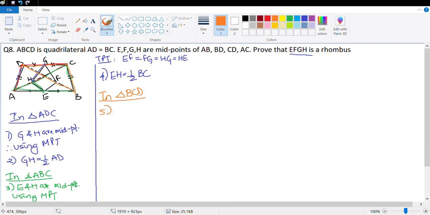Number 5, in this case, G and F are being joined. So G and F are midpoints. So using the midpoint theorem, I get number 6, which is GF is equal to half of BC. Done.